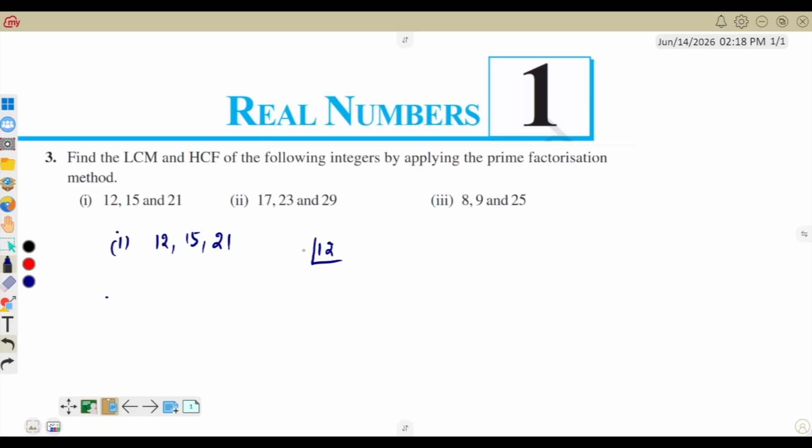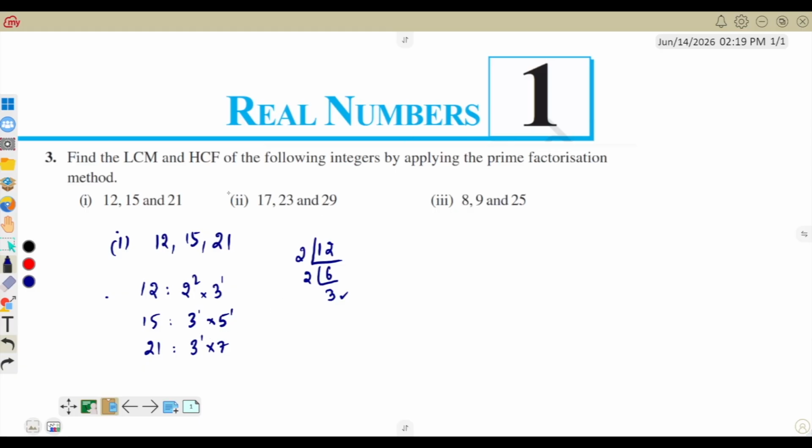So we know 12 is an even number, it will be divisible by 2, so 2 times 6, and then 2 times 3. So 3 is a prime number, we'll stop here. Then 12 is 2 square times 3 power 1. Now let's do it for 15. So 15 is, we know, 3 times 5 because both are prime numbers, so you can write power 1. Next 21 is also the same, so 3 times 7, 3 power 1 and 7 power 1.